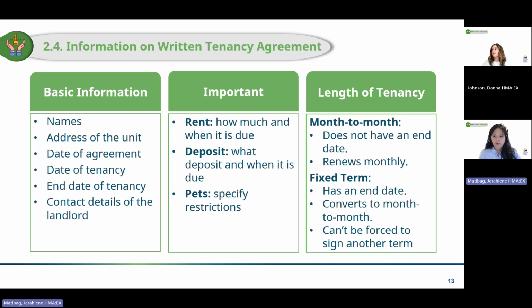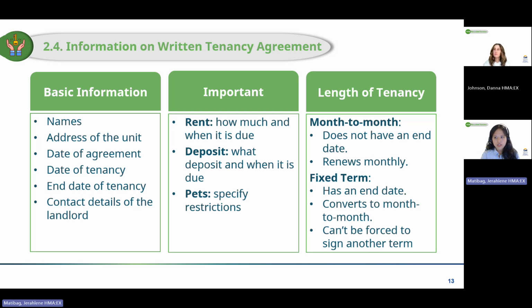And then next are the important details. People often have questions about this. It should contain the rent, how much and when it is due. It should also contain what deposits are included and when they are due. And it also tells you whether pets are allowed or not. This should also be clear and easy to understand. And then finally, the agreement should say how long the tenancy lasts. So we have month to month, meaning the tenancy doesn't have an end date and it just keeps going. A fixed term tenancy has an end date, but in most cases it will automatically become a month-to-month tenancy after that.